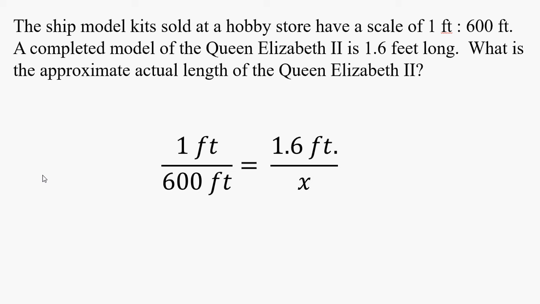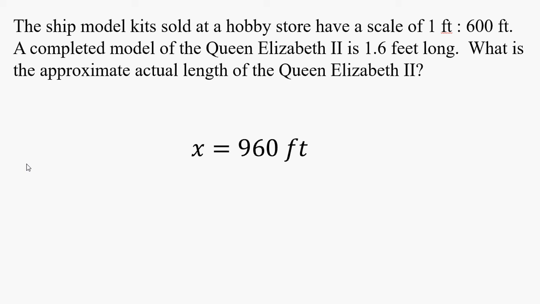Notice in the numerator of the other fraction, I also have model measurements. The 1.6 feet is the length of the model of the Queen Elizabeth II. So what we're looking for is the actual feet. We perform a cross product, and we're going to multiply x times the 1 foot and 600 feet across to the 1.6 feet. And when we do that, we find out that the ship is 960 feet long.